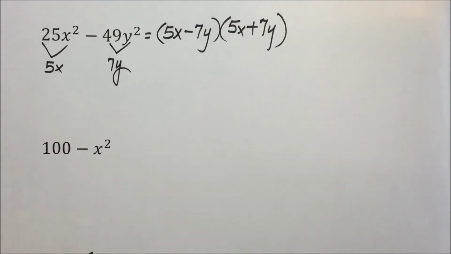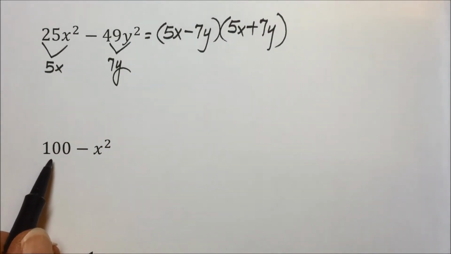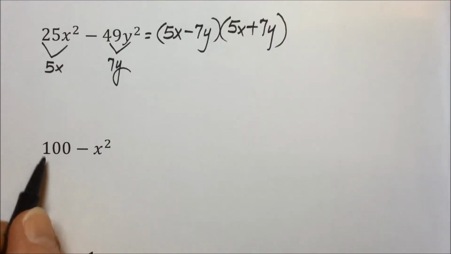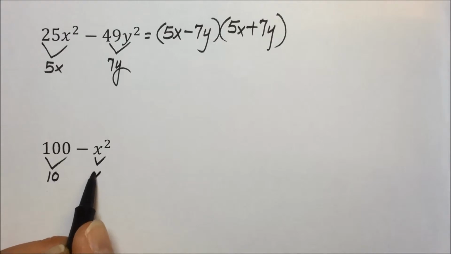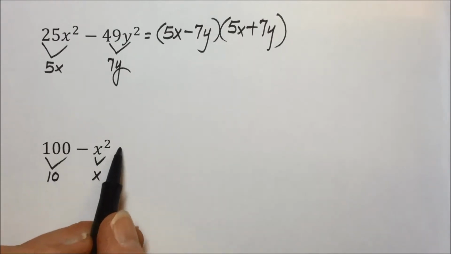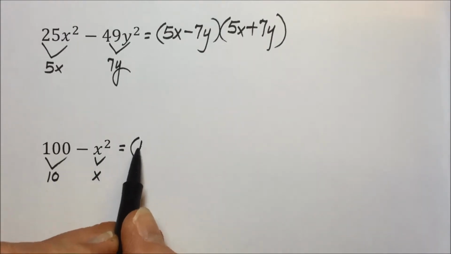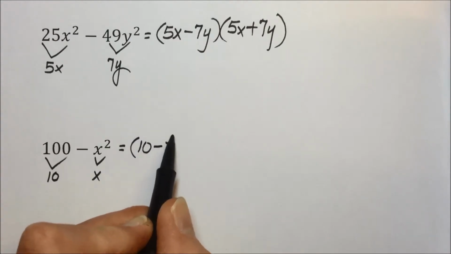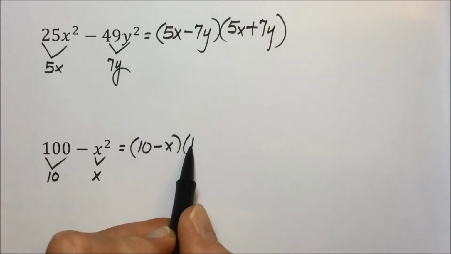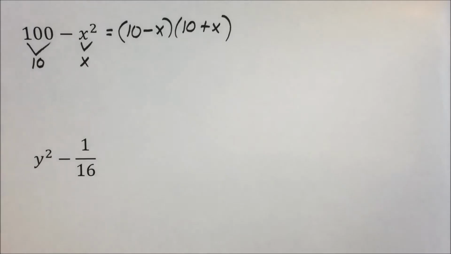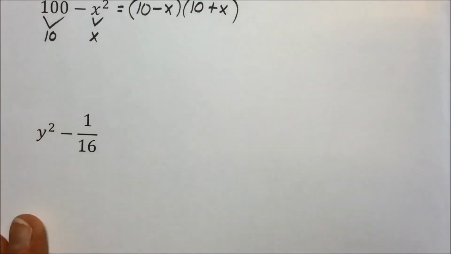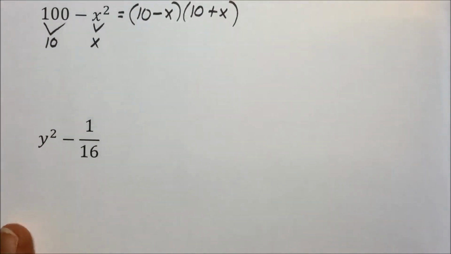In the next one, it doesn't have to start with a variable. The first term can be a constant term. Is it a difference of squares? Square root of 100, since that's a perfect square, gives us 10. Square root of x squared is x. We have a difference, so we will have the product of the conjugates, 10 minus x and 10 plus x for this term. They can also present themselves as rational numbers.